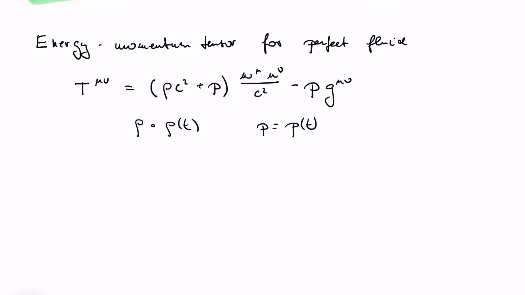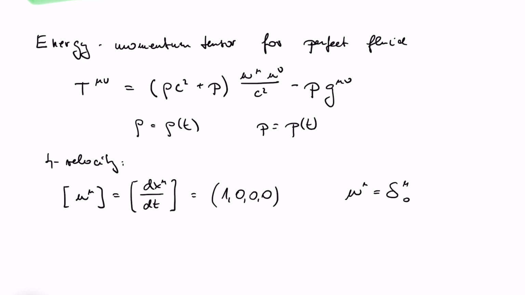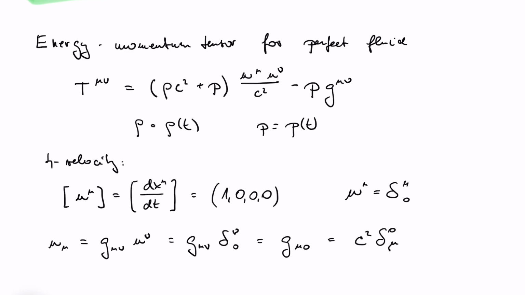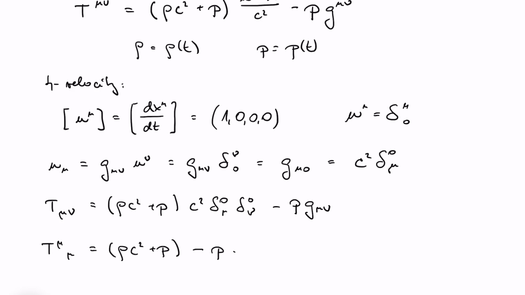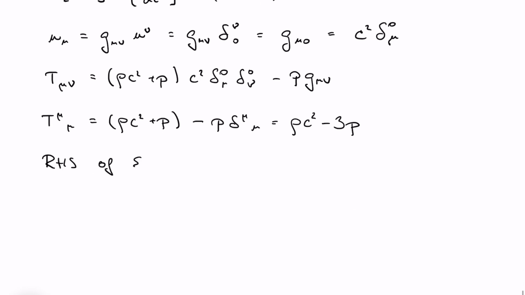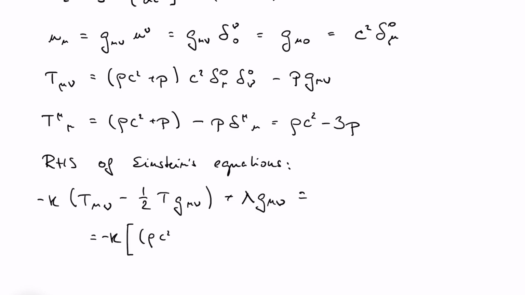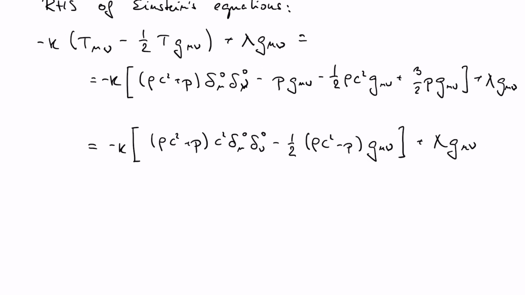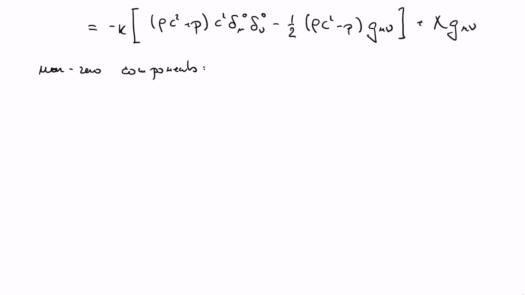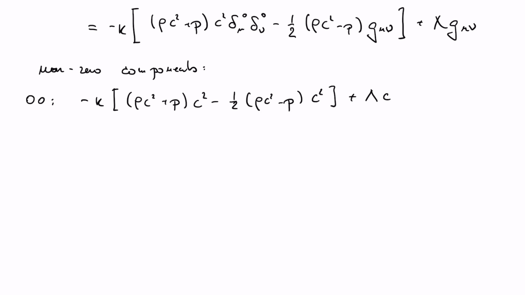Then, its contravariant four-velocity has only the zeroth component, and similarly the covariant four-velocity. So, the energy-momentum tensor is then this, and we easily calculate its contraction. So altogether, the right-hand side of the Einstein equations is this. If you look at this, the metric tensor is diagonal, so also here we only have diagonal terms. We write them out explicitly.